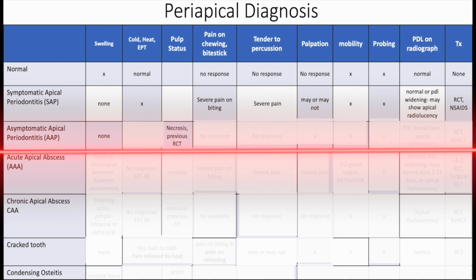Pulp status, you will see either necrosis or a previously root canal treated tooth most of the time. It could be a vital tooth in some cases, but mostly it's going to be necrosis or a previous root canal treated tooth. Pain on chewing or biting, you might not find a relevant response there. That's why it's asymptomatic. Tenderness is not there, so that's why it's asymptomatic. Palpation, mobility, and probing, you might not find anything, but on radiograph you will see periapical breakdown and some apical radiolucency, which is not abscess, just apical radiolucency.